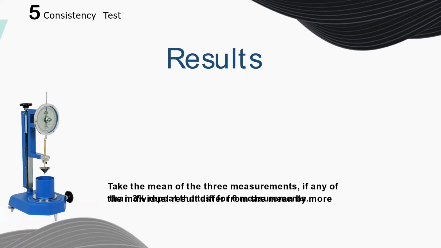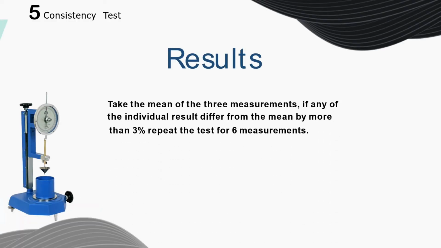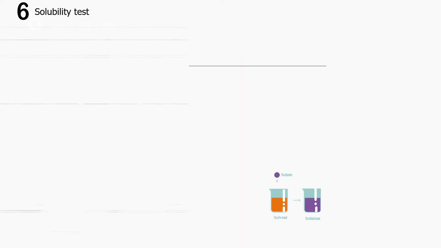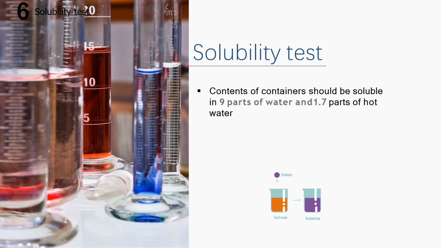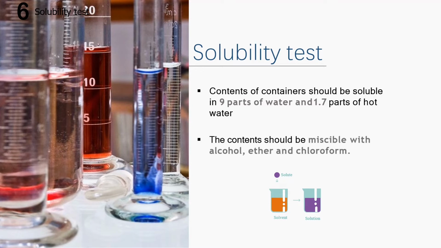Result: take the mean of 3 measurements. If any of the individual results differ from the mean by more than 3%, repeat the test for 6 measurements. Solubility test. Content of container should be soluble in 9 parts of water and 1.7 parts of hot water. The content should be miscible with alcohol, ether, and chloroform.